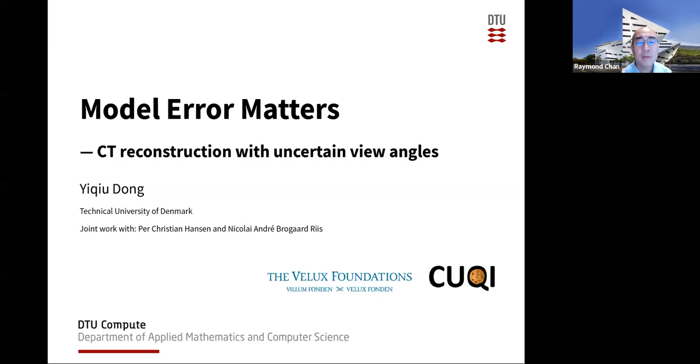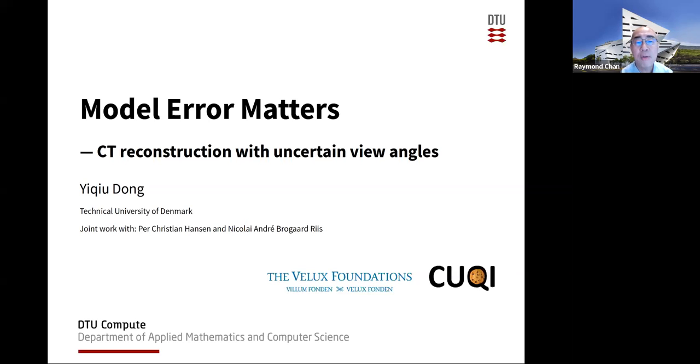Today we have the speaker from Technical University of Denmark, Professor Yiqi Dong. Yiqi received her PhD degree from Peking University in 2007. It was a joint degree with the Chinese University of Hong Kong. After that, she did a postdoc at the Institute of Mathematics and Scientific Computing at the University of Graz under Professor Michael Hintermüller. In 2010, she worked in Helmholtz Centrum München. Then she joined the Technical University of Denmark in 2013, and now she is an associate professor there.